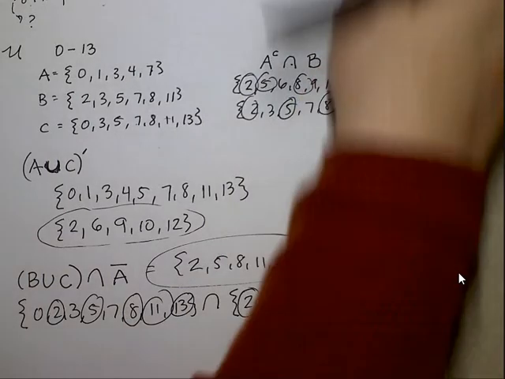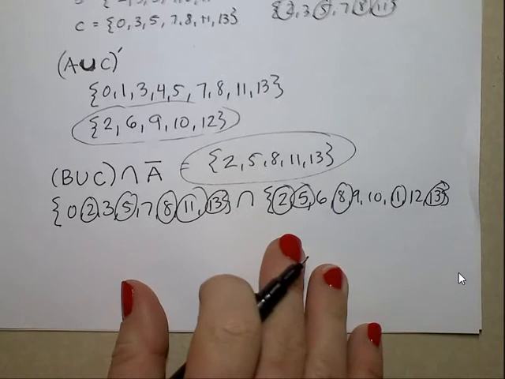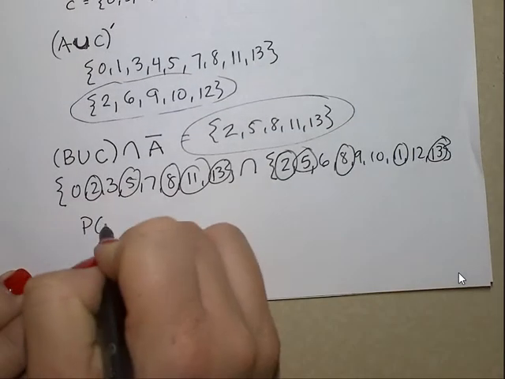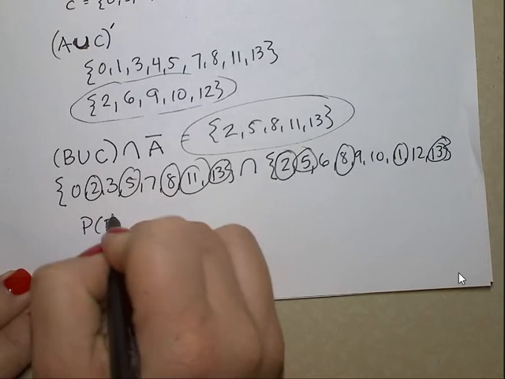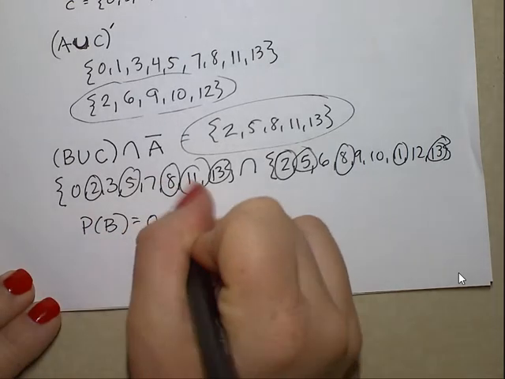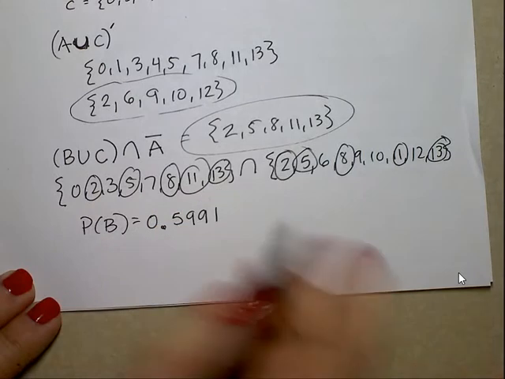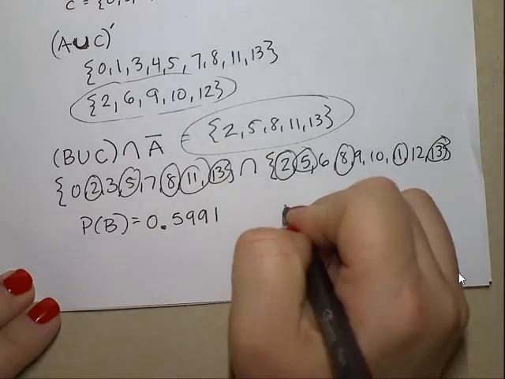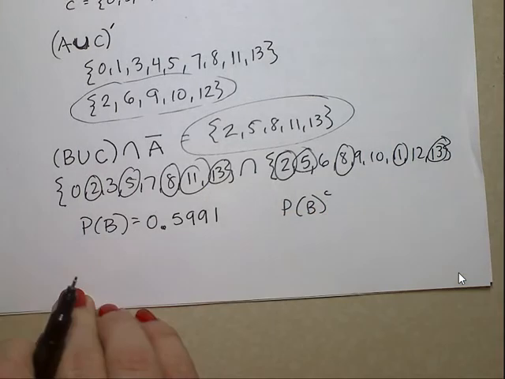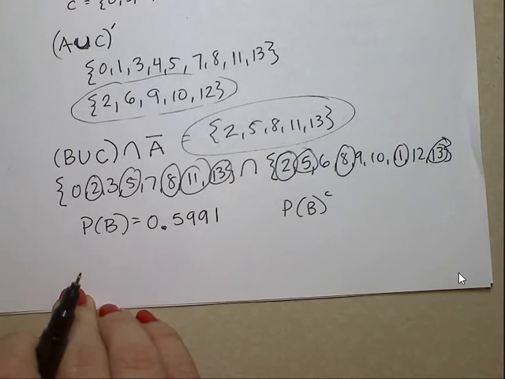What if I asked you this? I tell you that the probability of event B occurring is 0.5991. What is the probability of B complement? With your partner, you have 5 seconds to begin.